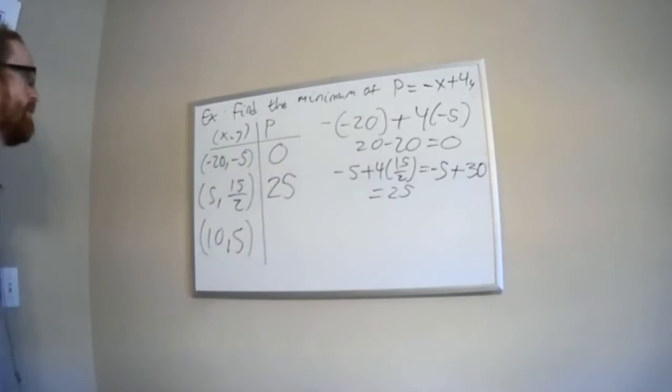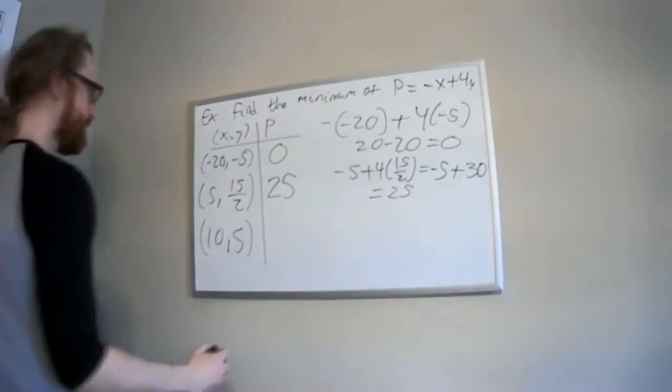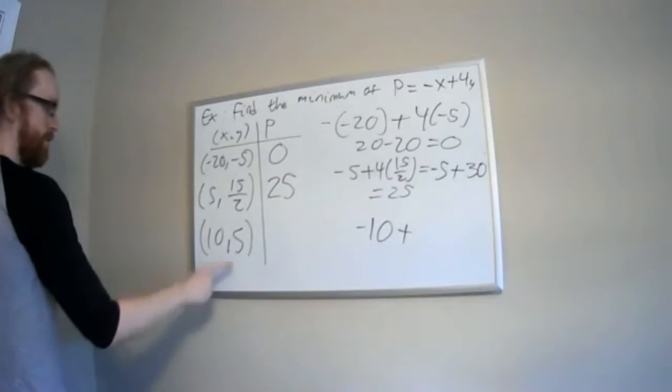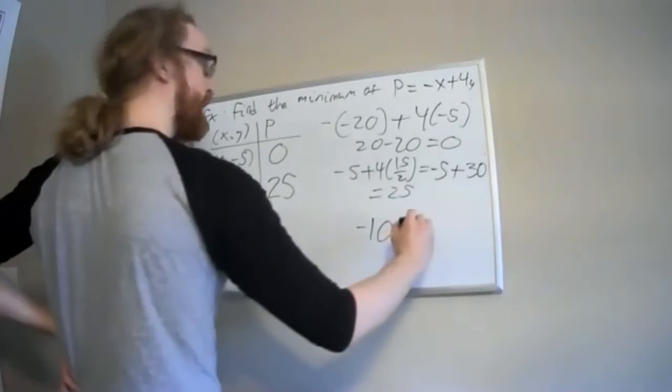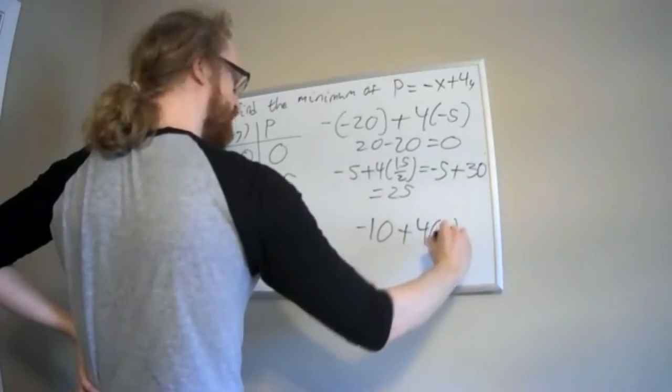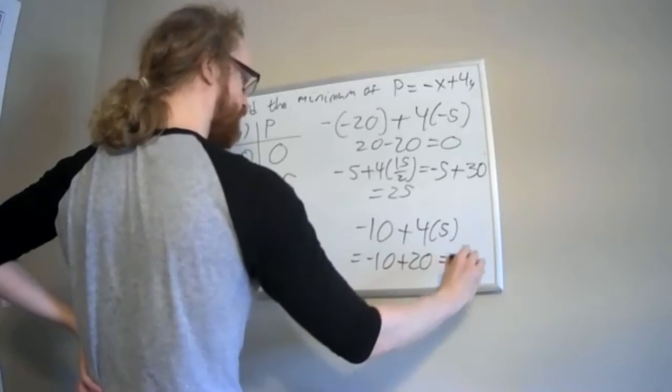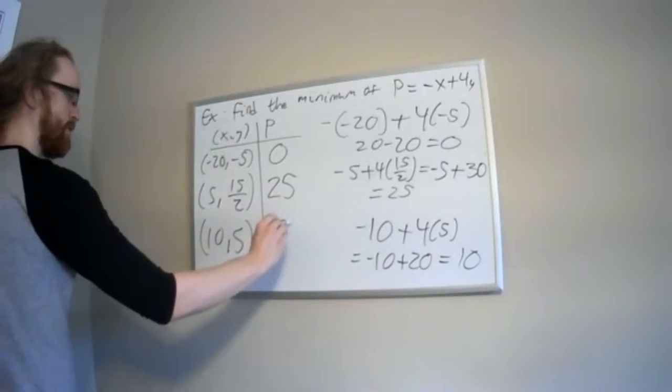And finally, I'll plug in the last corner point. 10 for x, so I get negative 10. And then 5 for y, so I get 4 times 5. That's negative 10 plus 20, which is 10. So for this corner point, I get 10.